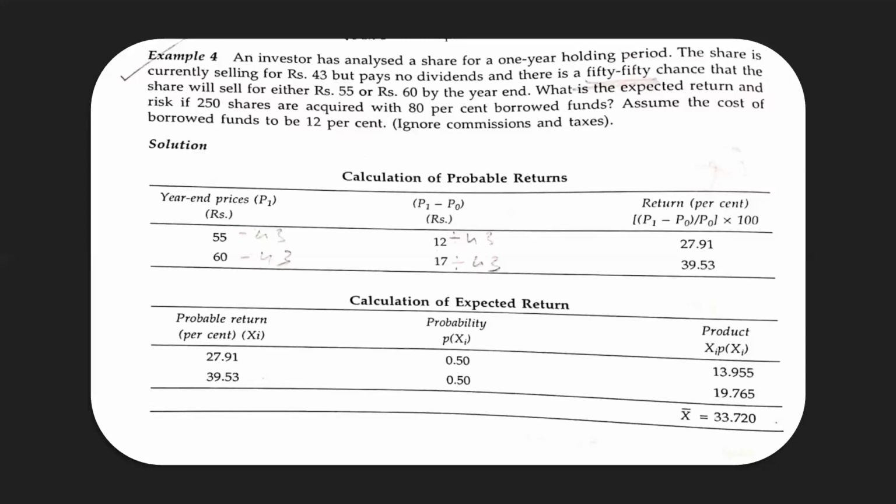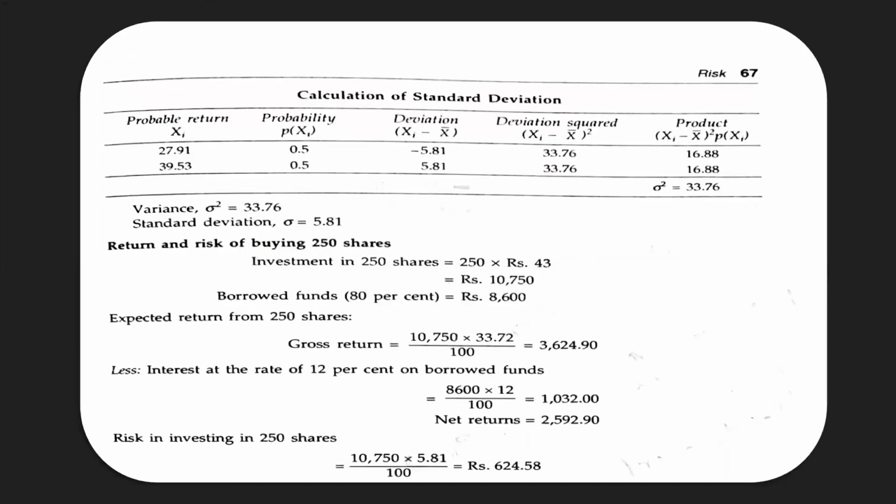So from the question, we have calculated the expected return, which is the first part of the question. Now we have to move on to the second part, the risk if 250 shares are acquired with 80% borrowed funds. To calculate that, we need to find out the standard deviation or the total risk involved in that investment. To calculate the total risk, we are going to calculate the variance, and from that the standard deviation will be determined. So the probable returns as already calculated is 27.91 and 39.53.